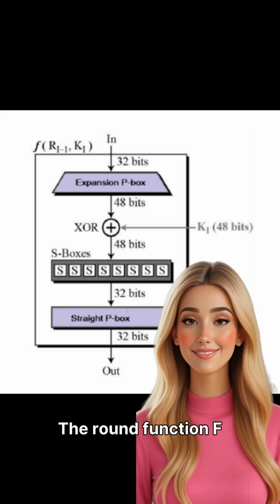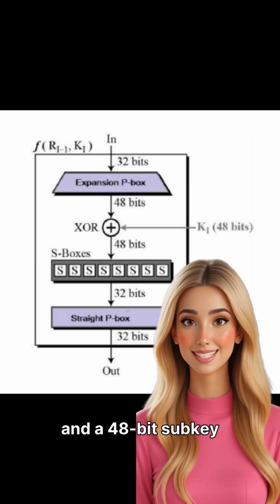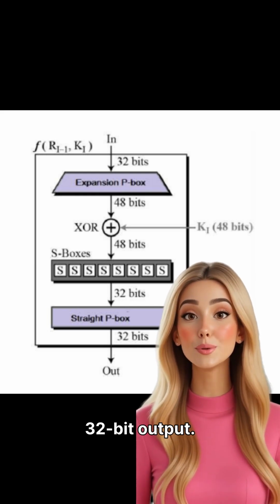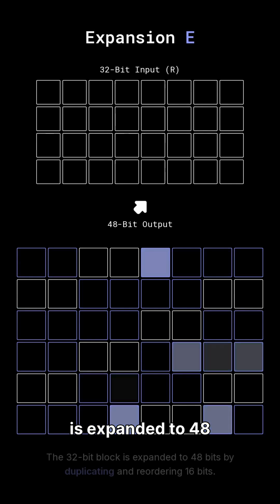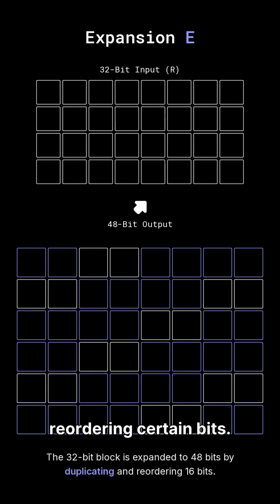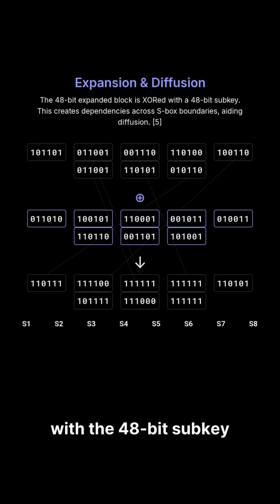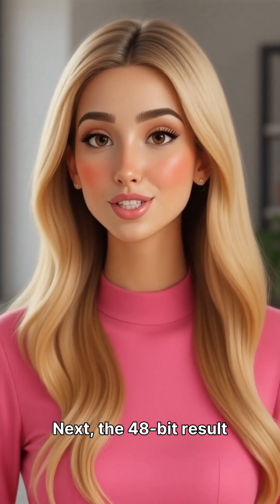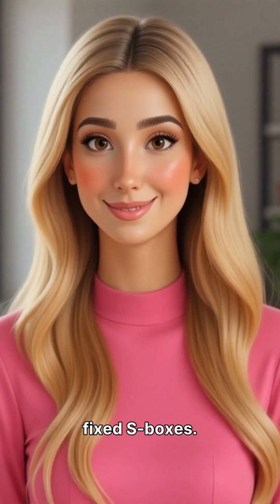The round function f is crucial, taking a 32-bit right half R and a 48-bit subkey Ki to produce a 32-bit output. The first stage of f is expansion E, where the 32-bit R is expanded to 48 bits by duplicating and reordering certain bits. This expansion allows XORing with the 48-bit subkey and creates bit dependencies across S-box boundaries, aiding diffusion. Next, the 48-bit result is split into 8 6-bit chunks, each processed by one of 8 fixed S-boxes.